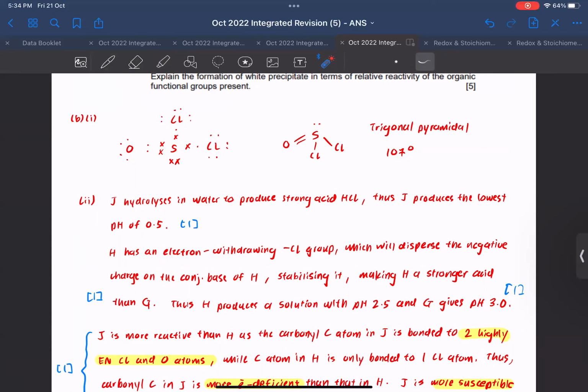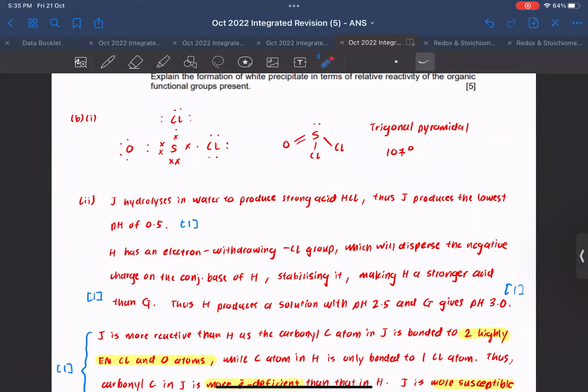Because sulfur can form the most number of bonds, right? It can expand its octet and it can form the most number of bonds compared to the rest of the atoms in this molecule. That's why it has to be at the center. Trigonal pyramidal, 107 degrees. Okay, that's that.